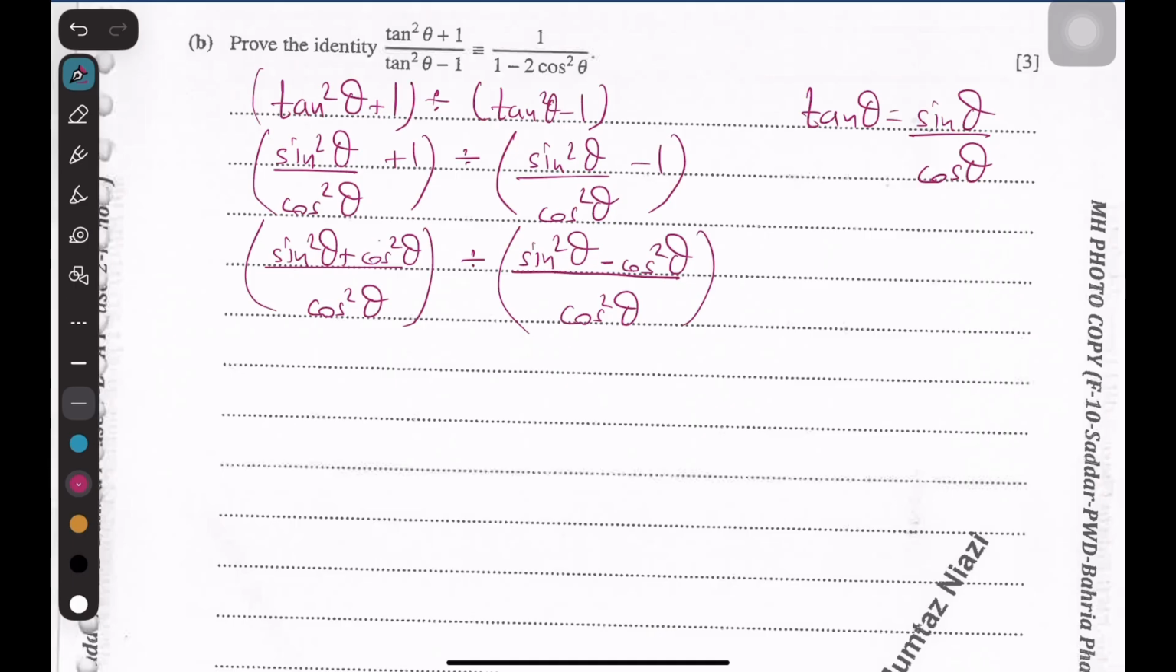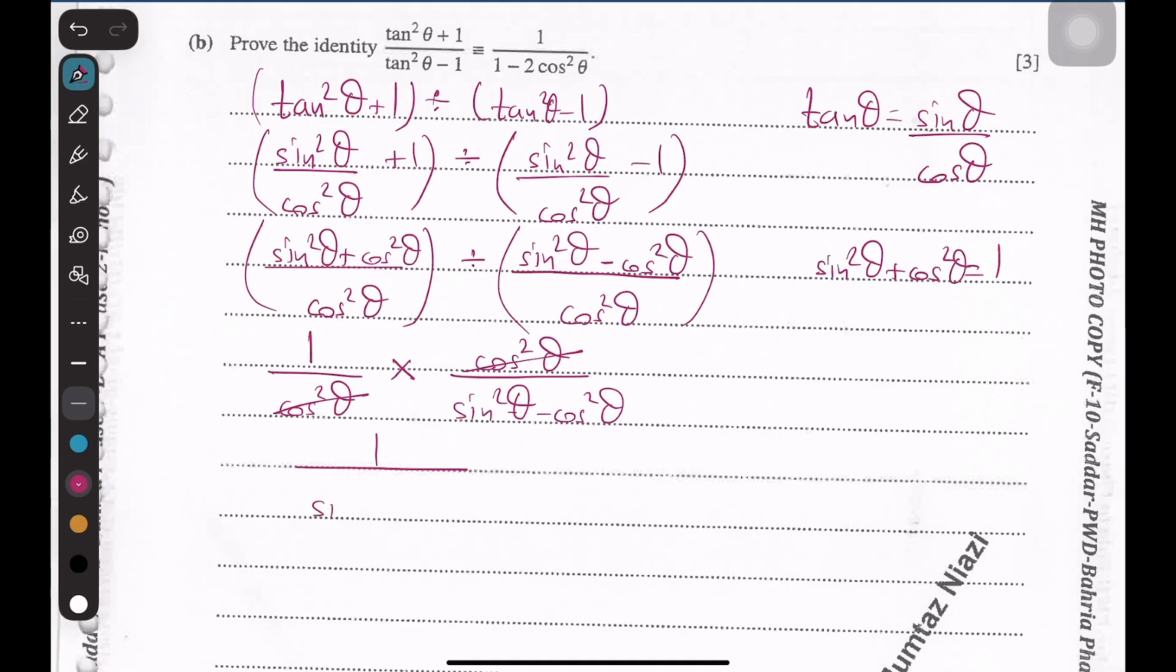So sine square theta plus cos square theta will become 1, because we have the identity sine square theta plus cos square theta equals 1. So that becomes 1 upon cos square theta, and then if you want to convert this to multiplication, we'll have to reciprocate the next fraction. So this will become cos square theta upon sine square theta minus cos square theta. So we can cancel these two out and we have 1 upon sine square theta minus cos square theta.